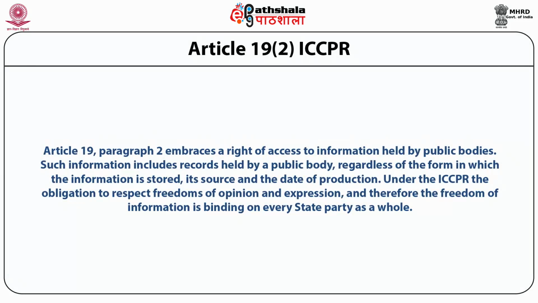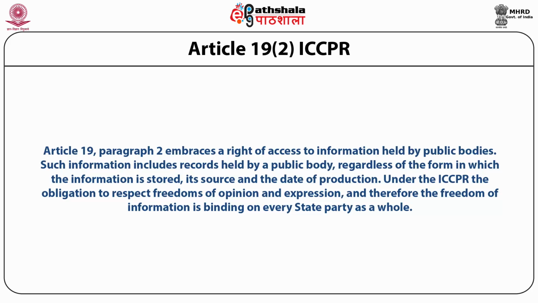Article 19.2 embraces a right of access to information held by public bodies. Now, this is the crux of the right to information in the 21st century. The information includes records held by a public body, regardless of the form in which the information is stored, its source, and the date of production. Therefore, in India, which is a heavily documented society, we have lots of information in writing. We have information that's stored now, at least in the digital age, on computers. So Article 19.2 states the ambit of information includes the records held by a public body regardless of the form.